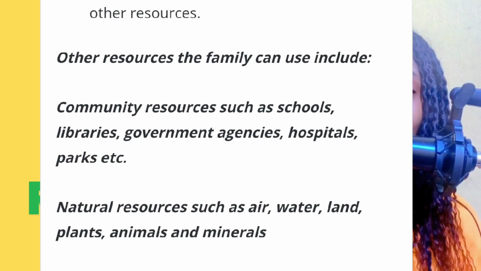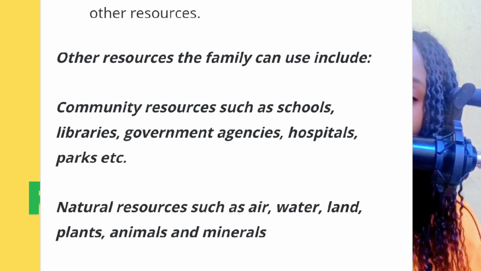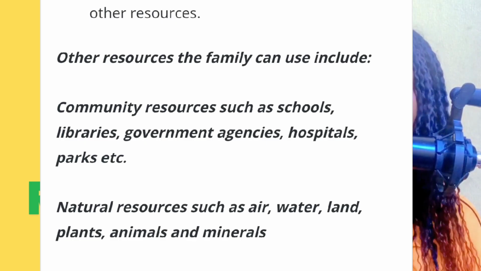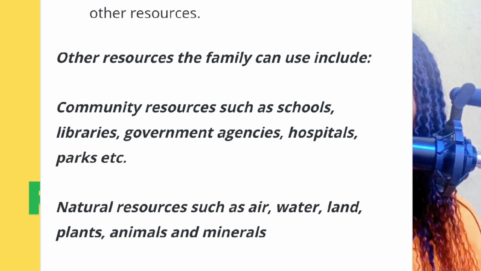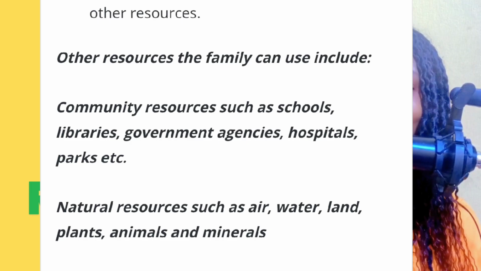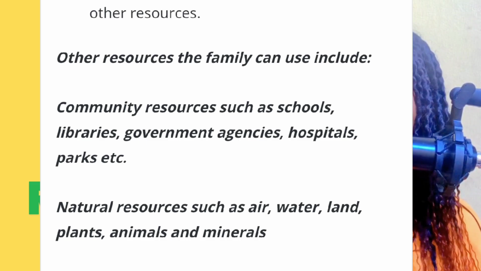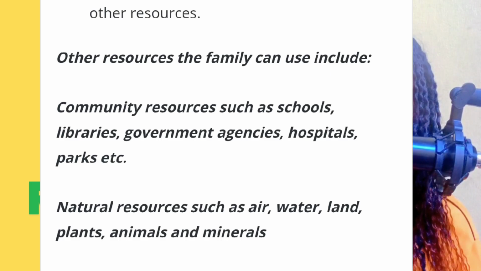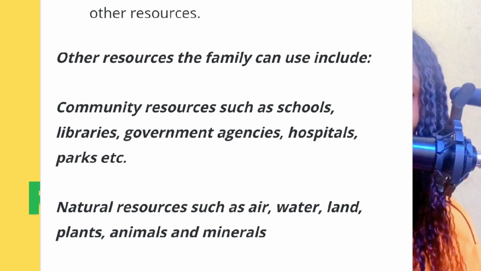The next type of resources we have is natural resources. Natural resources, what are natural resources? Natural resources are those found in our surroundings. Examples are air, land, water, plants, animals, and minerals. All right. So natural resources are the ones God gave us, the ones we did not create by ourselves, like water, minerals, plants, animals. They are the natural resources.